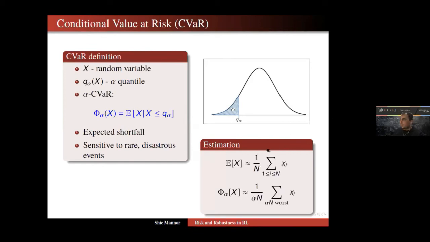Estimation is trivial, right? To estimate the mean, you just take the empirical mean. To estimate the CVaR, you just take the alpha-fraction worst samples and average them. So estimation is trivial as long as alpha is not really small, meaning not on the order of magnitude of your data size. Think about alpha for the duration of the talk as 5%. It's not 10 to the power of minus 6.